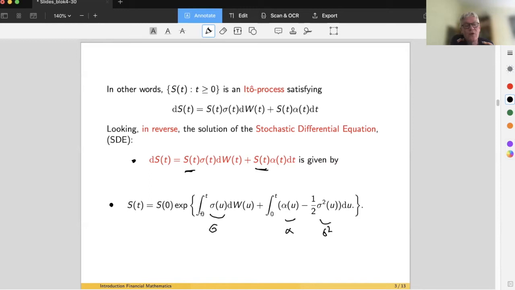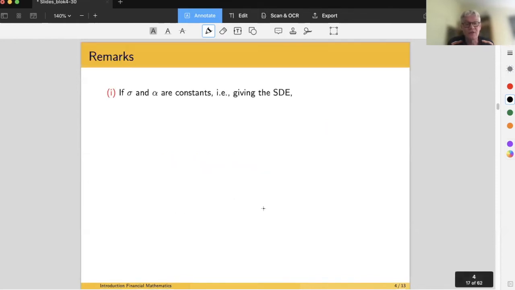So the integral from 0 to t of sigma dW is just sigma W_t, right? W_0 is equal to 0. That is just sigma W_t. And here, when these are constants, this is, of course, a regular integral, an integral from 0 to t of some constant alpha minus 1/2 sigma squared du is, in fact, alpha minus 1/2 sigma squared times t. Right? That is the solution. So we have an explicit solution if these sigma and alpha processes are just constants.